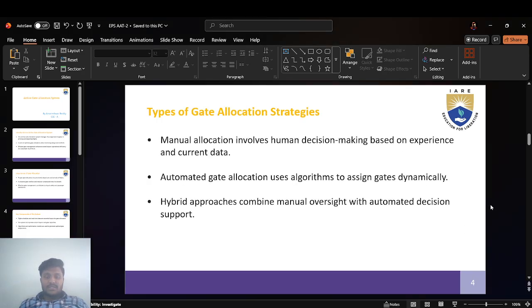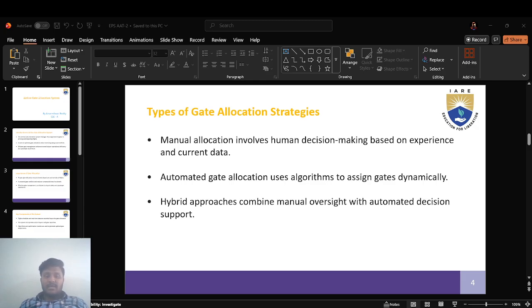Types of gate allocation strategies. First one is manual gate allocation. This is when human airport staff or controllers decide which flight goes to which gate. They rely on their experience, knowledge of the airport and the current situation like delays, early arrivals, or maintenance works. In simpler words, people decide the gates based on what they know and see at that moment.